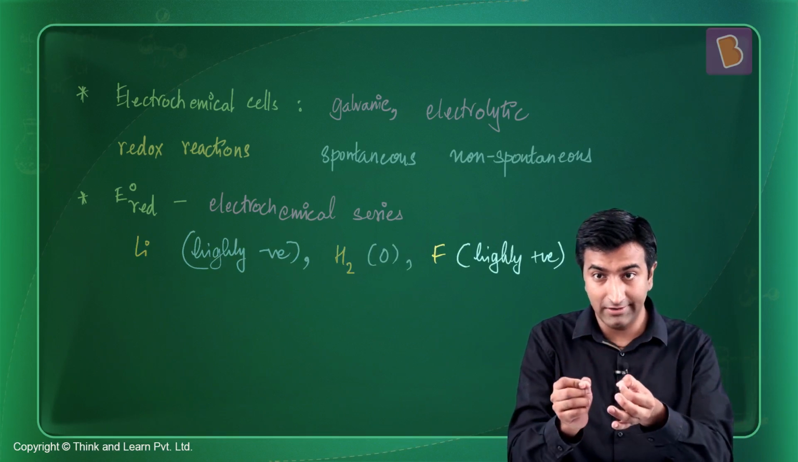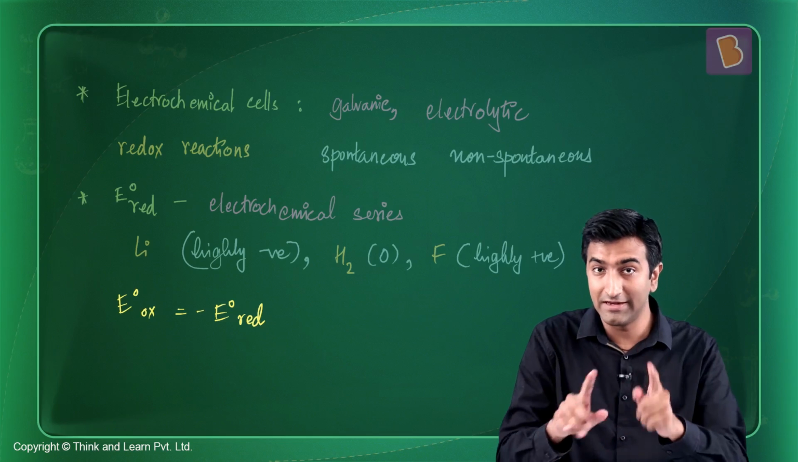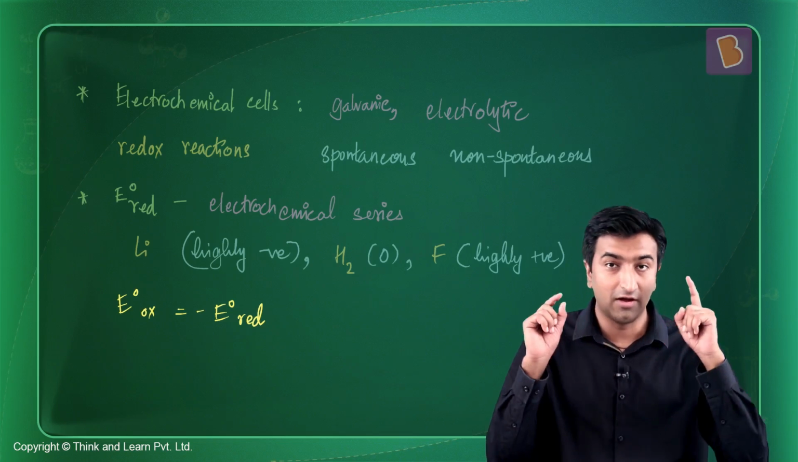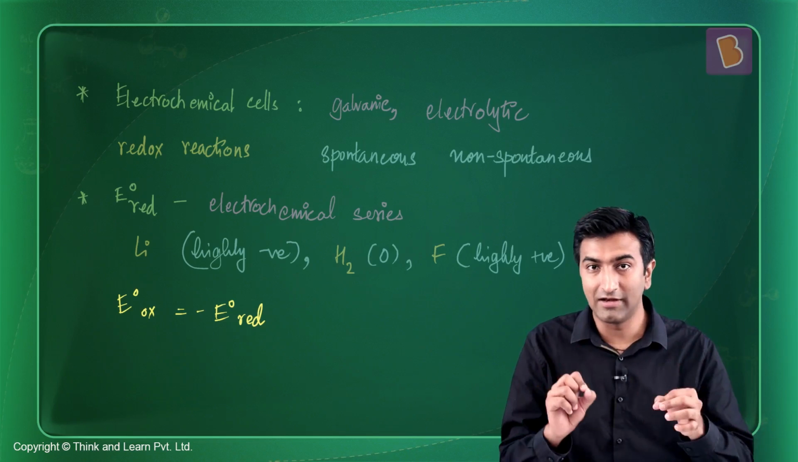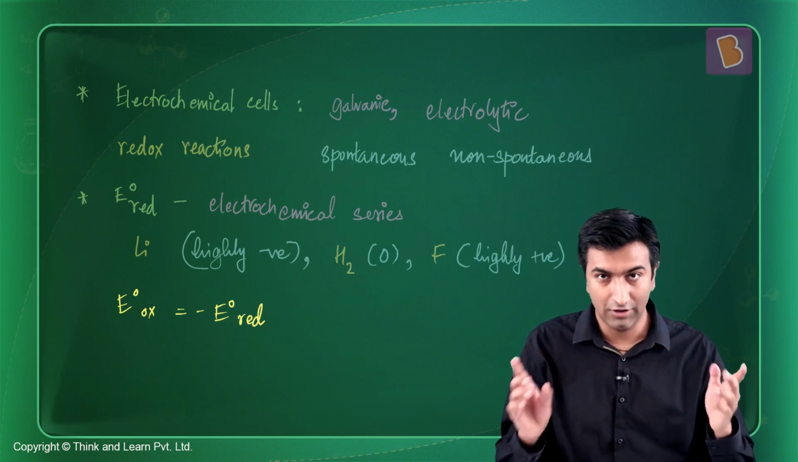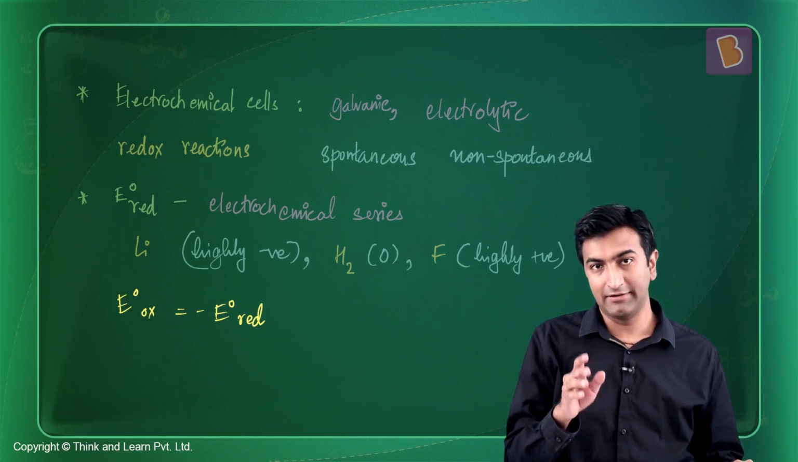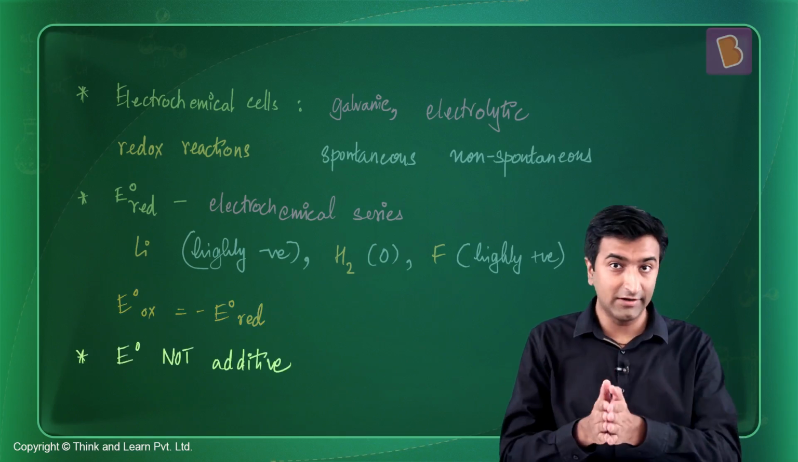And the next important idea here is that E0 reduction is negative of E0 oxidation. Sometimes the JEE Advanced exam has tested this. So be careful about the basic definitions, how to interconvert from reduction to oxidation easily. Usually we use just reduction potential values. The really, really important idea that you should be careful about is E0 is not additive.